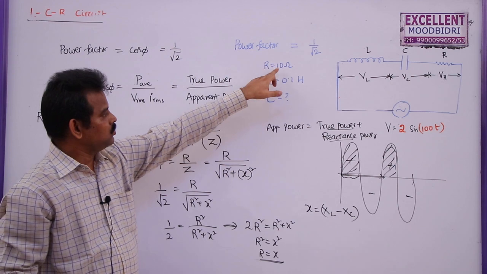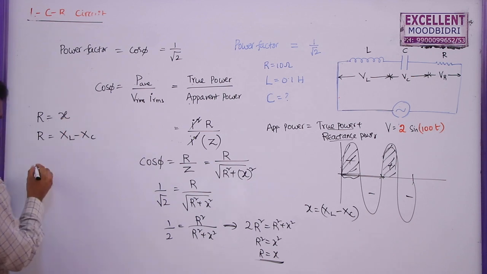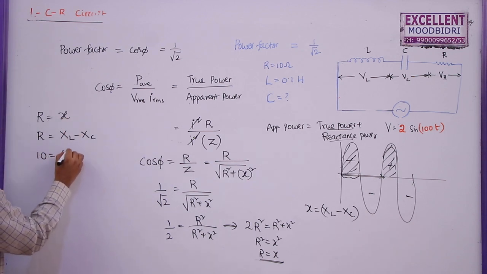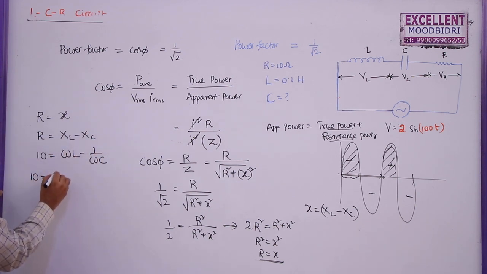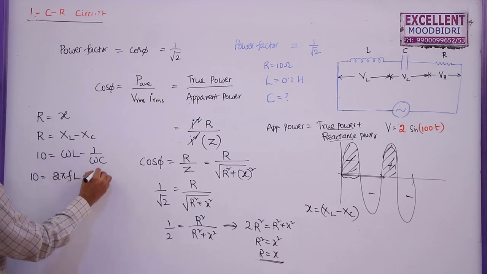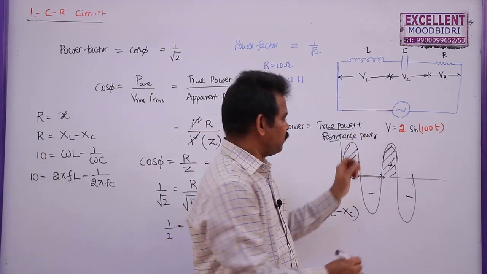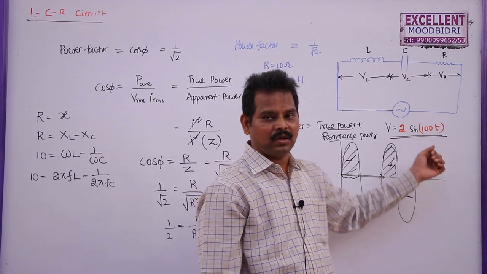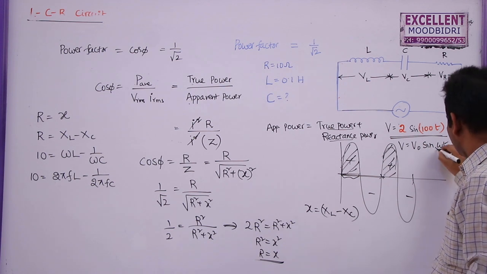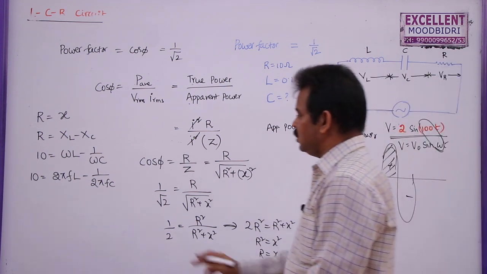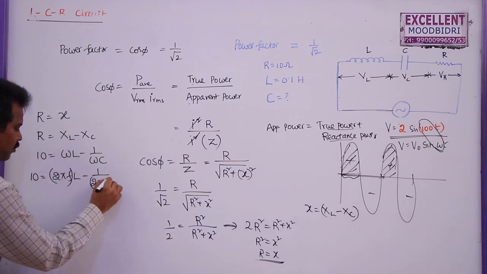We know the R value is equal to 10. So R is equal to XL minus XC, that is, 10 is equal to omega L minus 1 by omega C. Now this 10 is equal to, omega can be written as 2 pi f, 2 pi fL minus 1 by 2 pi fC. And here the voltage applied is given by V is equal to 2 sin 100 pi t. Generally the equation of voltage is given by V is equal to V naught sin omega t. Here omega is equal to 100 pi. So instead of this omega, we can replace it with the value 100 pi, as well as the value of this one is 100 pi.